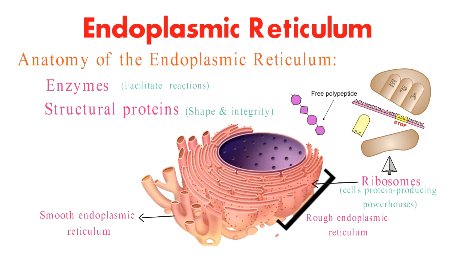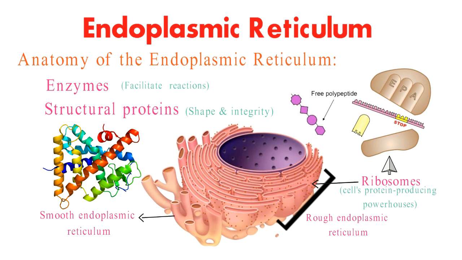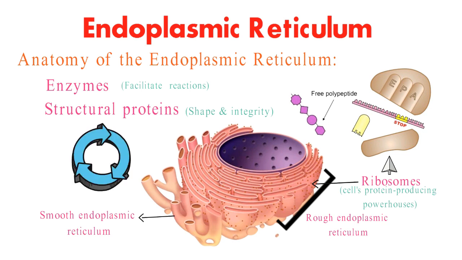Producing proteins is just the beginning. Endoplasmic reticulum takes its quality control seriously. It ensures that the proteins are properly folded, and if any fail the test, they're sent for recycling.